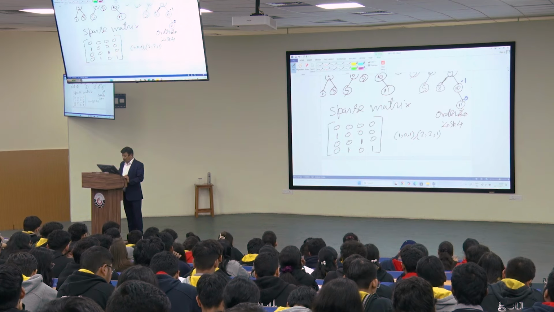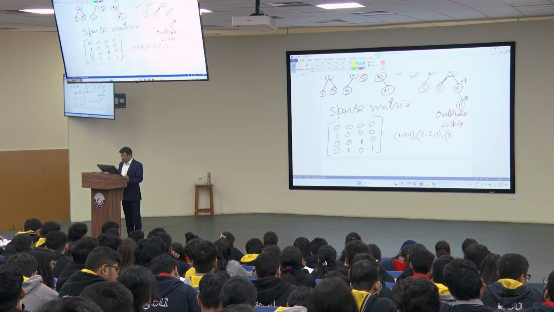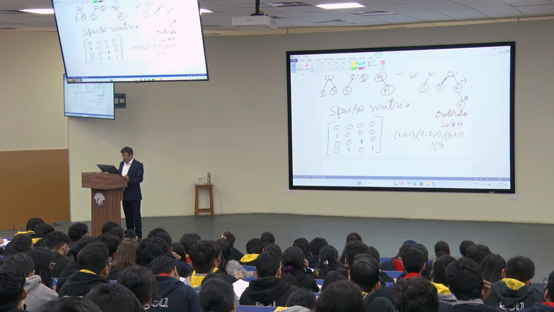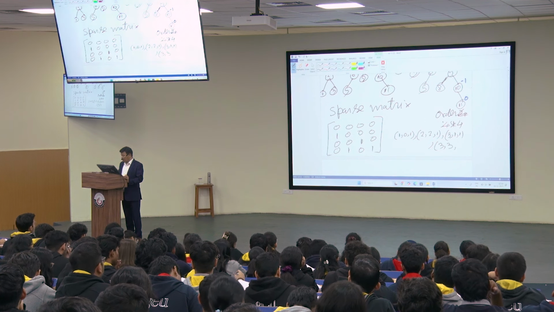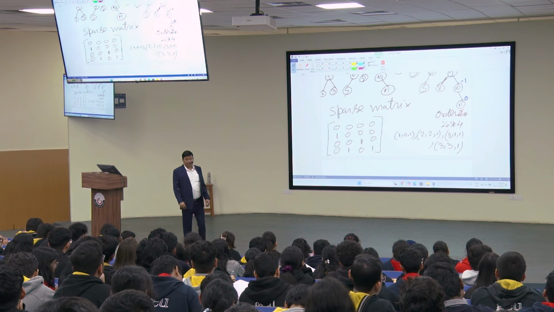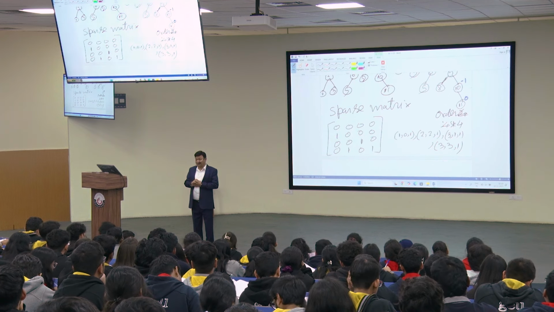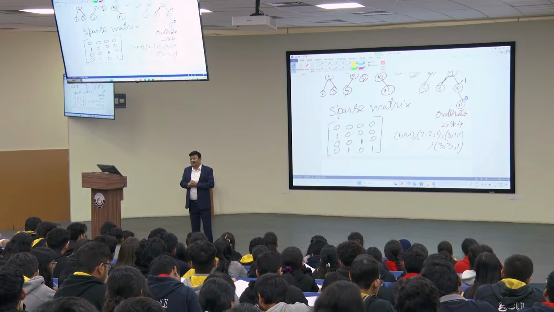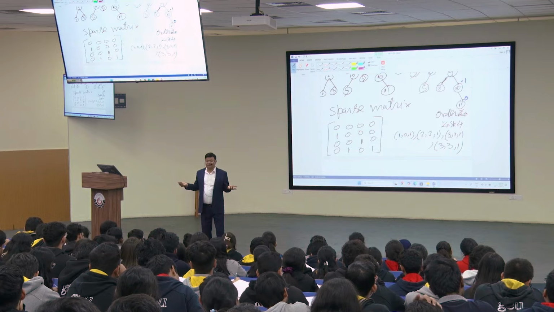Then row number 3, column number 1, element is 1. Then row number 3, column number 0, 1, 2, 3, element is 1. Okay. So if I want to use sparse representation, how many entries will I have? Every entry involves 3 things: row number, column number, and element. So if the majority of elements are 0, I am representing only non-zero elements.